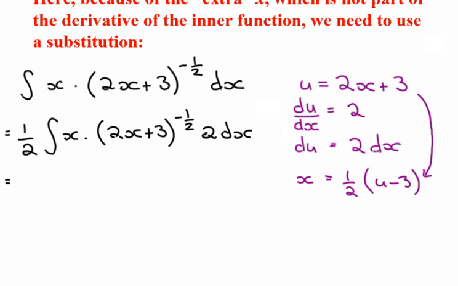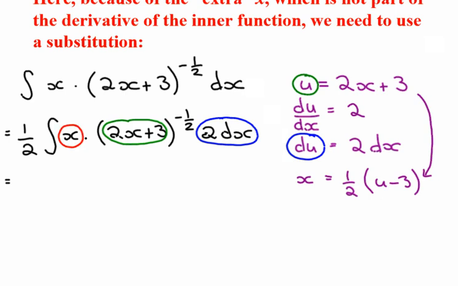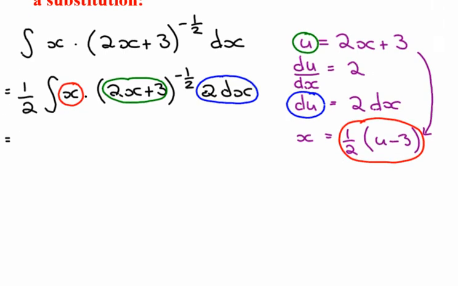So let's do that. Right, let's go search our 2x plus 3. There's our 2x plus 3. I'm going to replace with u. Then I see that I've got my 2dx, which I'm going to replace with du. And then I've also got my x. There it is, which I'm going to replace with that whole expression there, half u minus 3. So let's do that. So here I've got a half. Integrating, I replace my x with a half u minus 3. Then I replace my 2x plus 3 with a u, and it's to the power of negative a half. And I replace my 2dx with du.